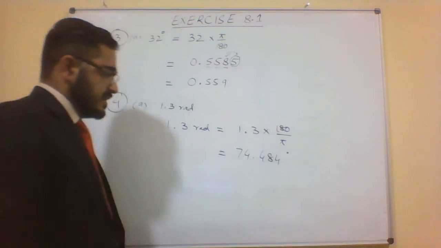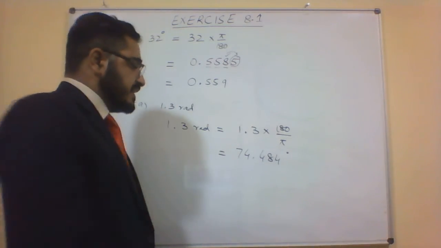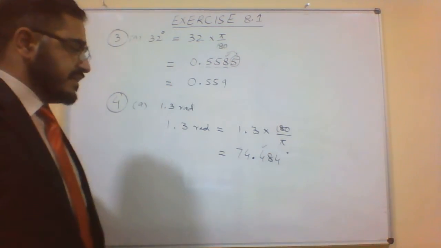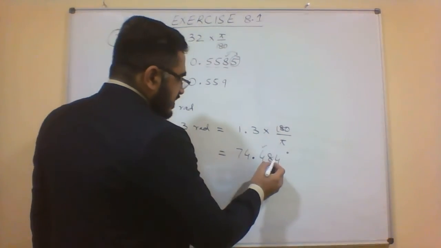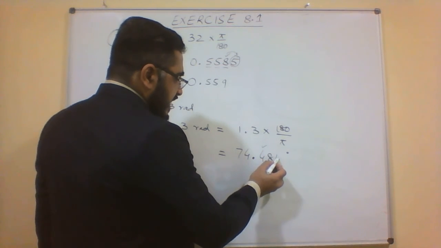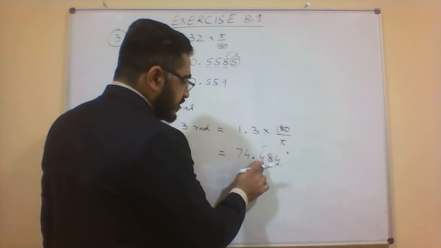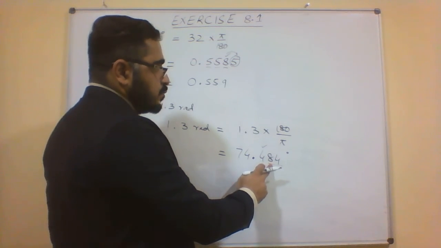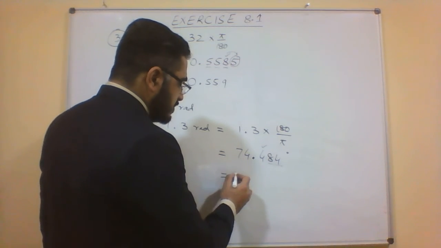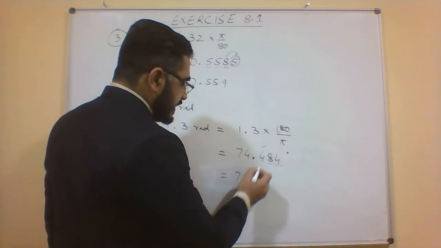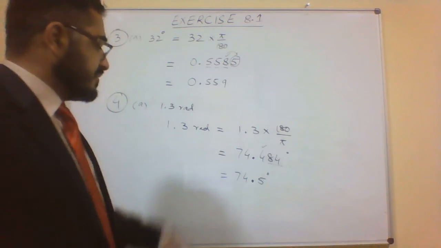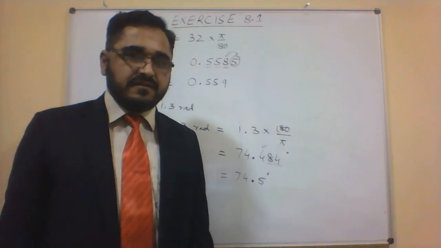74.484 in degree. Now we have to write it to 1 decimal place. After the decimal, only 1 digit we can write. Then the next 2 digits we will remove. After this 4, the next digit is 8. 8 is more than 5, then we will increase 1 in the last digit. Then it will be 74 point, instead of 4 we will write 5. Then 1.3 radian is 74.5 degree.